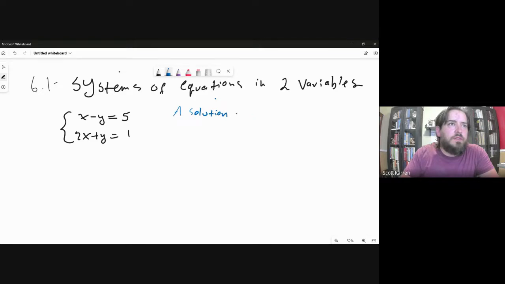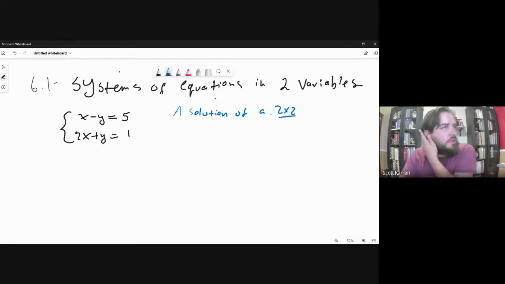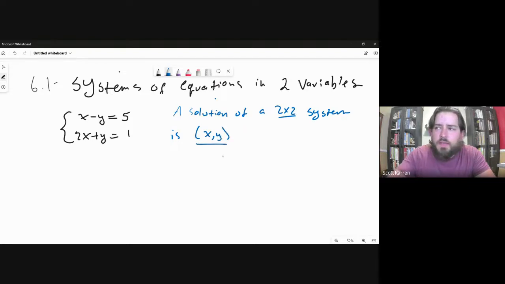A solution of a 2x2 system, we'll call it a 2x2 for now because we're just going to deal with a set of two equations with two unknowns, is an ordered pair. So whatever that x and y value is, it solves both of those equations.